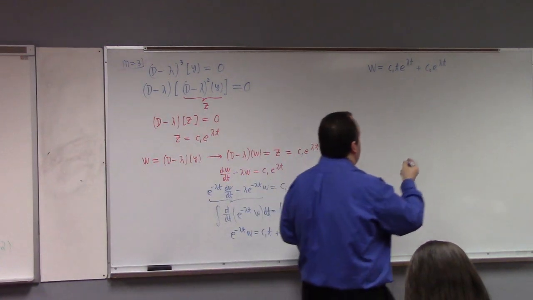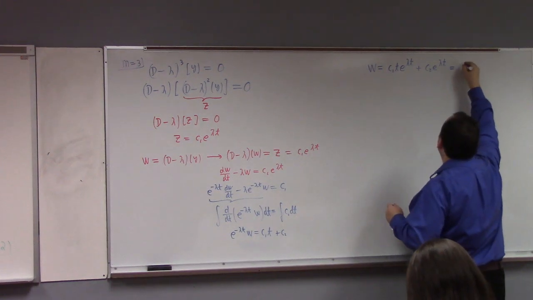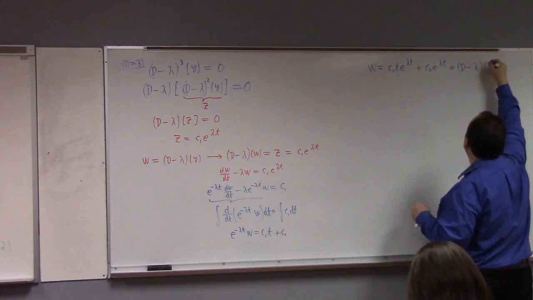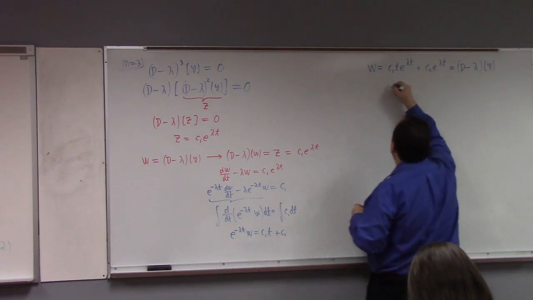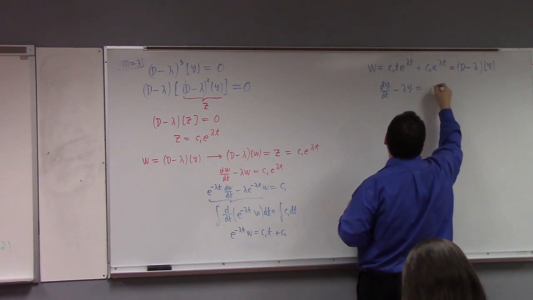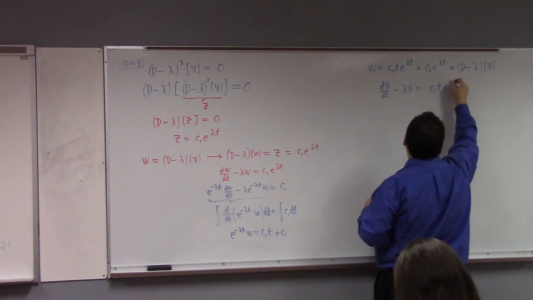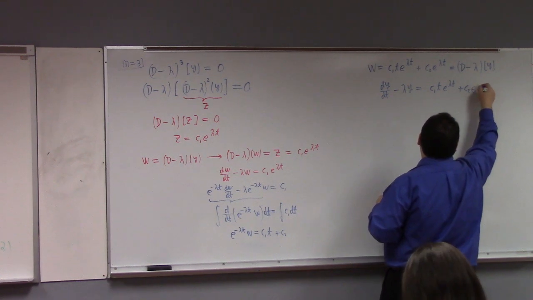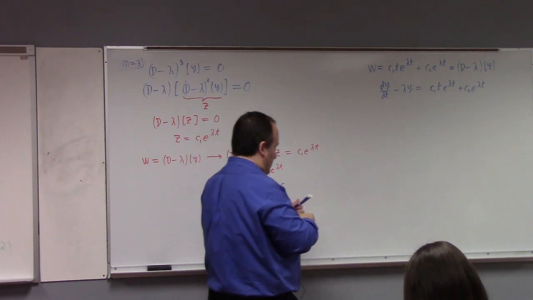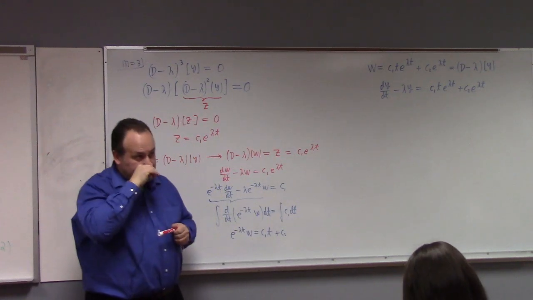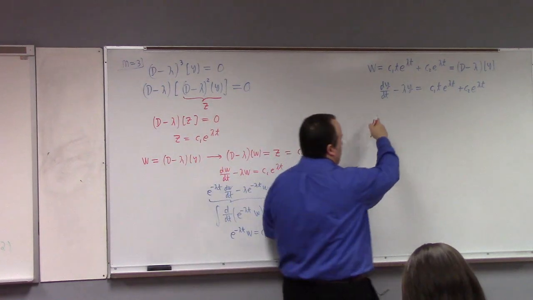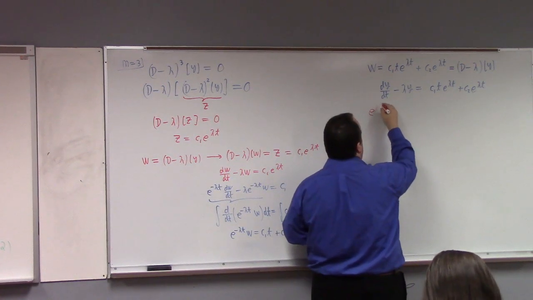There's still more to do, because this is equal to d minus lambda acting on what? By construction, y. So what we got, yet again, is dy dt minus lambda y is equal to c1 t e to the lambda t plus c2 e to the lambda t. And guess what we're going to do? We're going to multiply by the integrating factor, because this is a linear equation. And the integrating factor here is e to the minus lambda t.